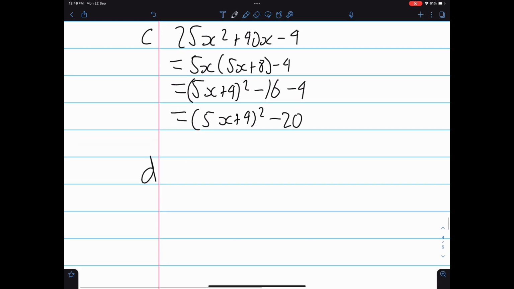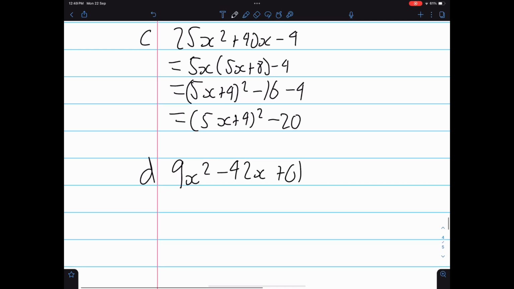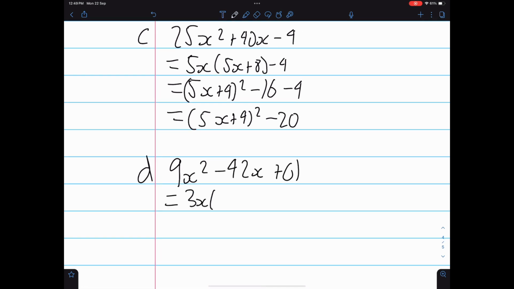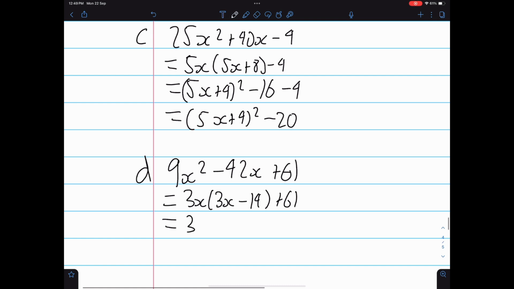Now for D, we're going back to a 9x squared sort of thing. So this will be equal to 3x multiplied by 3x minus, is that 14? Still got 61 here. Leave that constant alone.